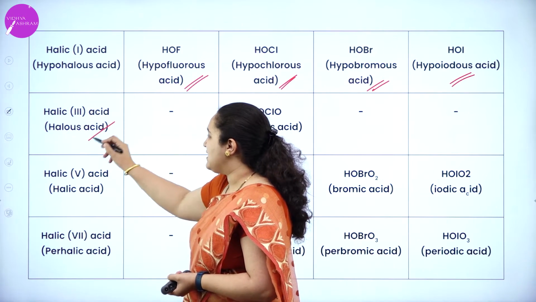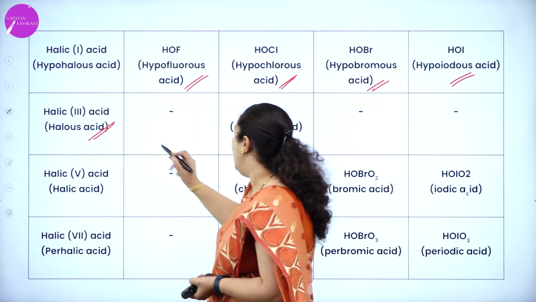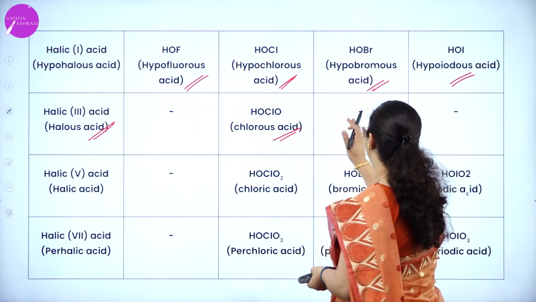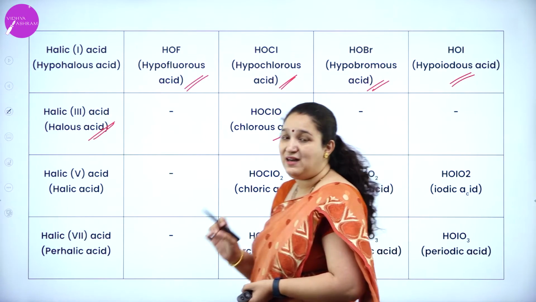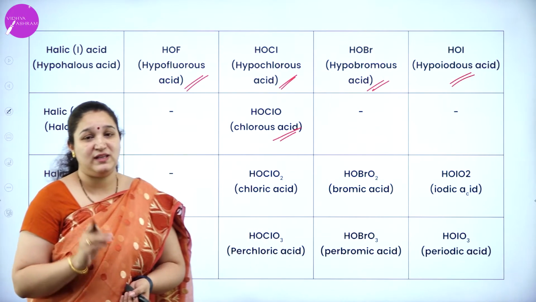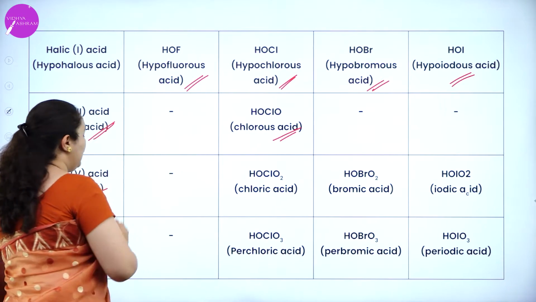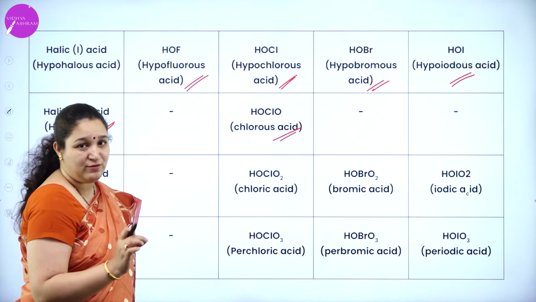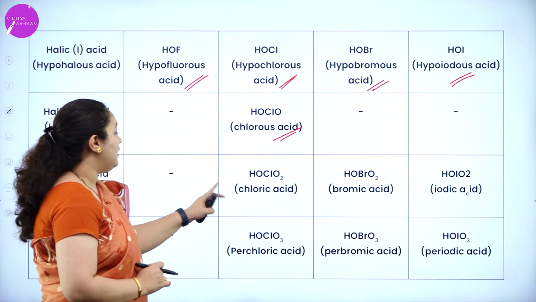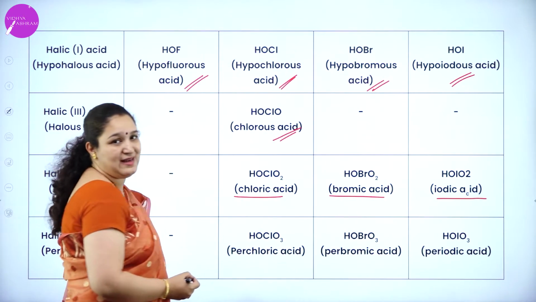Next is halous acid, or halic (III), that is oxidation state +3. It is chlorous acid; only chlorine will give it, whereas fluorine, bromine and iodine will not form halous acid, where the halogen is in +3 state. Next, we have halic acid, in which the oxidation state is +5. Here you can see we will get chloric acid, bromic acid and iodic acid.